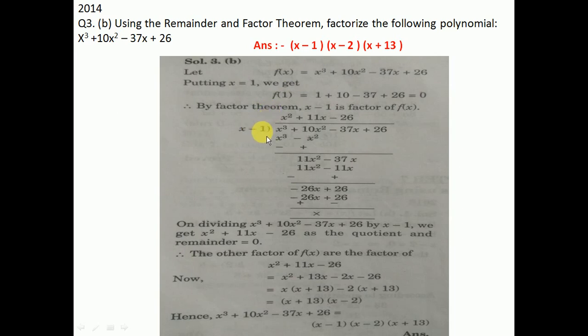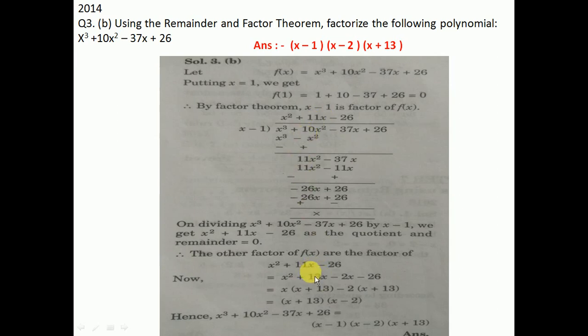Once you know x minus 1 is a factor, divide the polynomial with x minus 1. You know how to divide now. Try on your own. You must get the quotient as x square plus 11x minus 26. Once you get this, you know you can split the middle term.